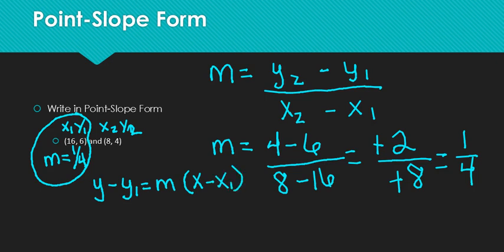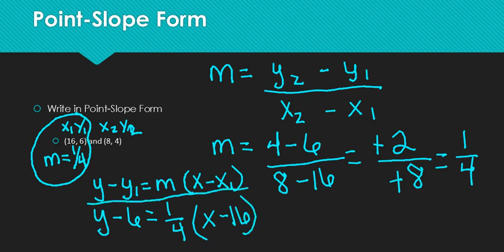We know x1 and y1. y1 is 6. We know our slope now, it's 1/4. And we know x1 is 16. And there is their equation.